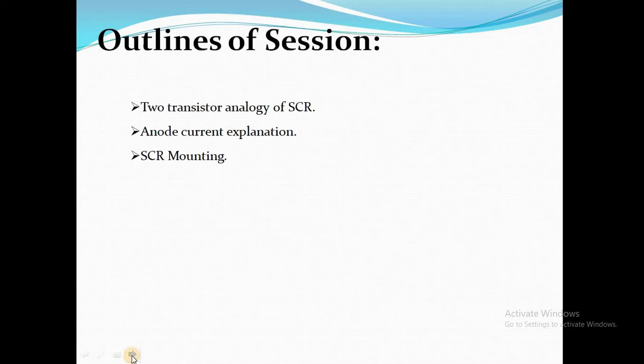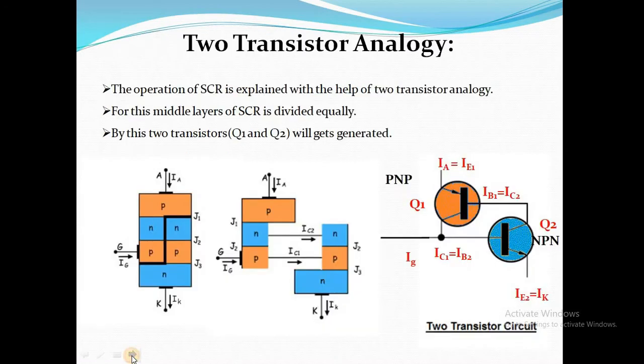The outlines of today's session are the two transistor analogy of SCR, anode current explanation, and SCR mounting. In the previous lecture we studied the meaning of thyristor, the thyristor family devices, and how these devices differ from each other. Among them, the most commonly used device was the SCR, which we also studied in the previous lecture.